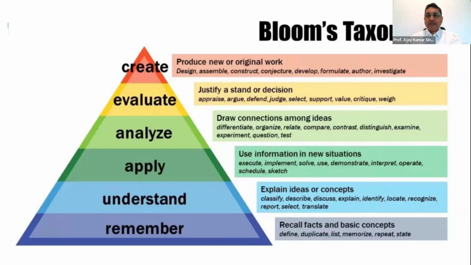And what is understand? The action verbs are classify, describe, discuss, explain, identify, locate, recognize, report, select, translate. And apply is about execute, implement, solve, use, demonstrate, interpret, operate, schedule, sketch. That is for applying. So ability to do, learning to do is about apply. Learning to know is about remember, and to some extent you can say understand. Learning to know, learning to do, learning to live together, and learning to be.